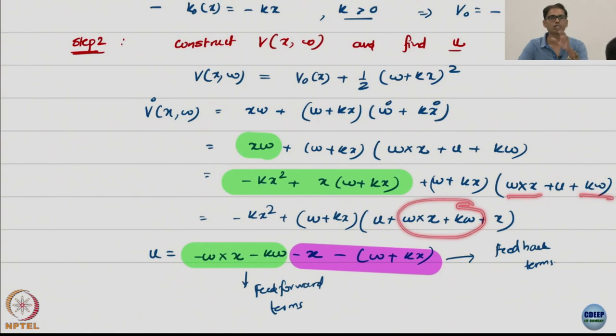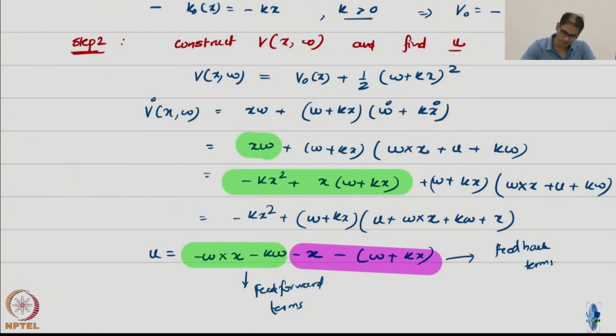And you are sort of cancelling out the dynamics. You are cancelling out the effect of the dynamics. These are therefore called feed forward terms. It means that you sort of predict what the effect of the dynamics is and you cancel it as best as you can. Obviously, you can never do it perfectly. Therefore, it's called feed forward term.